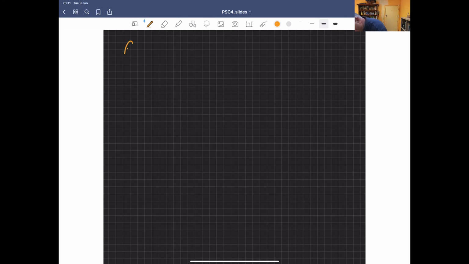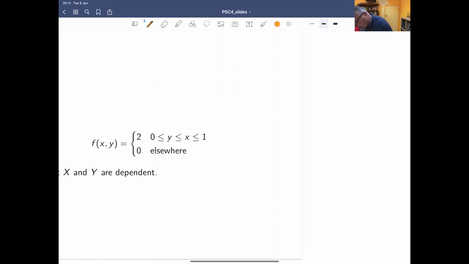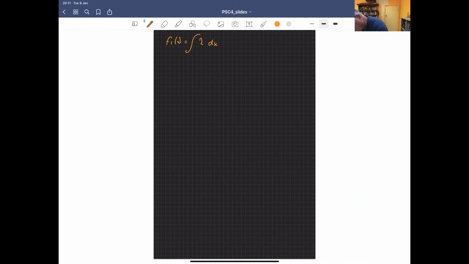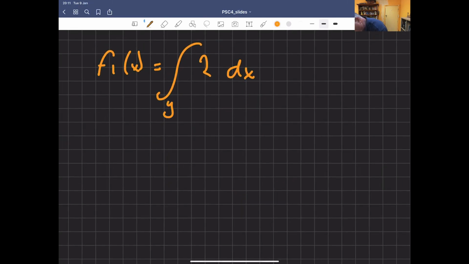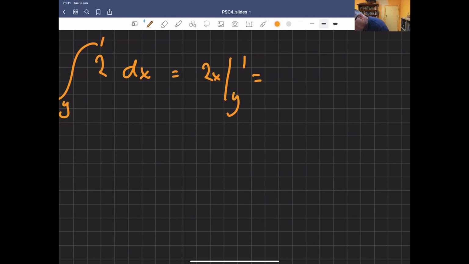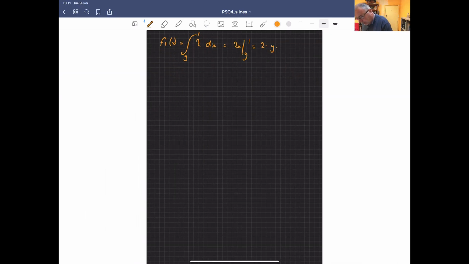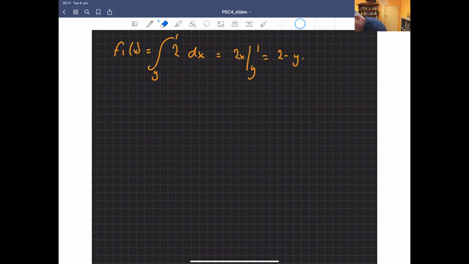So first of all, we want the marginal of x. So we're going to integrate our function with respect to dy. Where does x go? X goes between y and 1. So we have to integrate from y to 1. That's going to be 2x from y to 1, which is going to be equal to 2 minus y. Let me just check my notes. Nope, I've done that completely wrong. Let's start again, wipe that out, and actually think a little bit better this time.